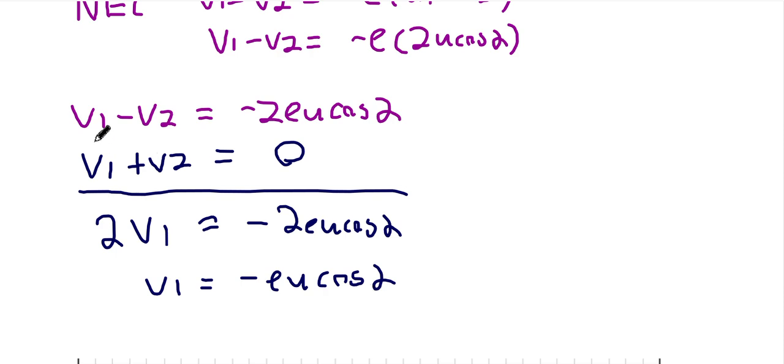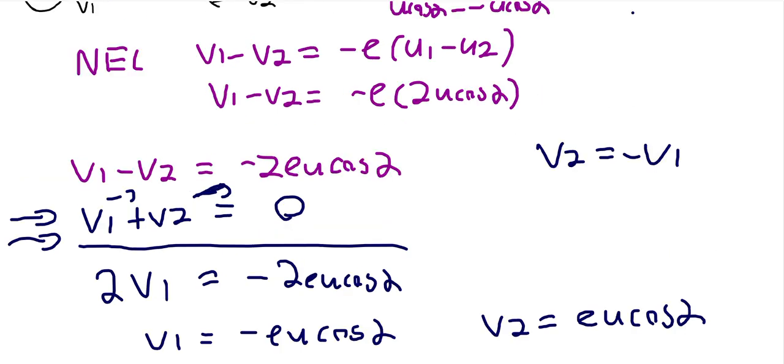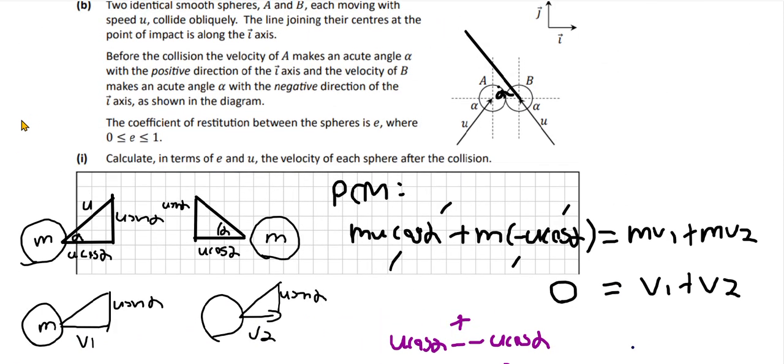Now, does everybody see the second equation, the blue one here, the one that my arrows are pointing at? Do you see that one? What that basically means is that if I move the v1 over to the other side, v2 is minus v1. So just multiply it by minus, and v2 equals Eu cos alpha. Okay, so we've achieved all of that there.